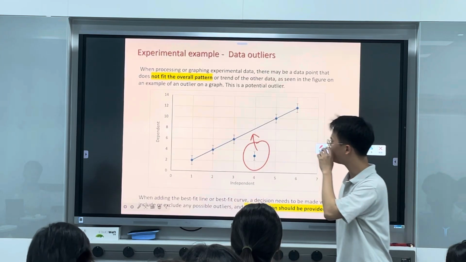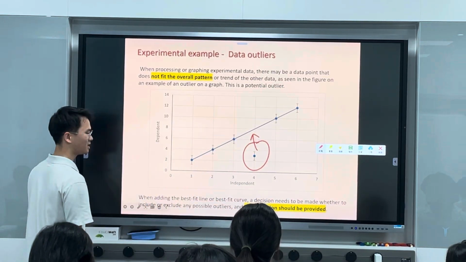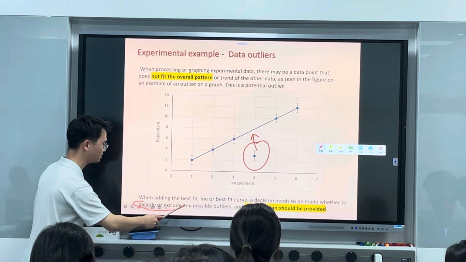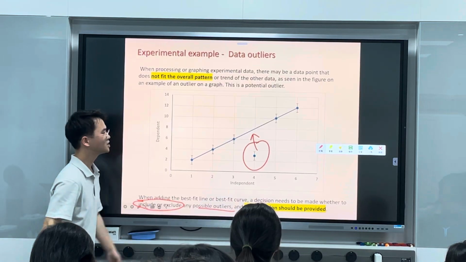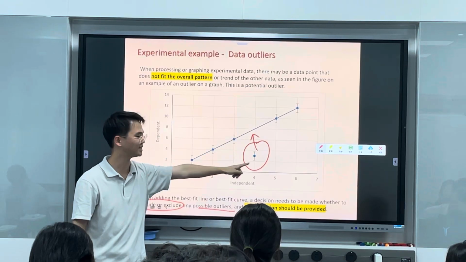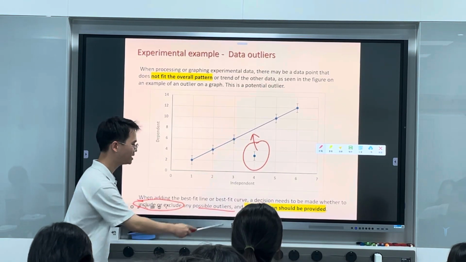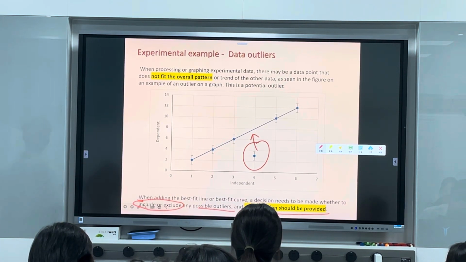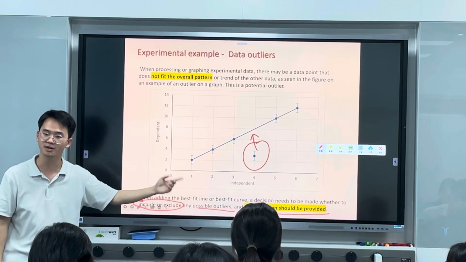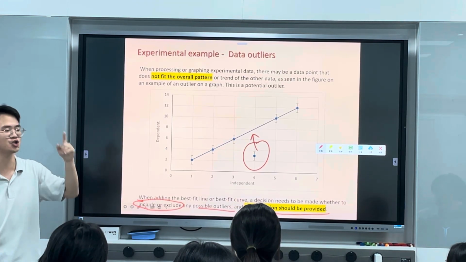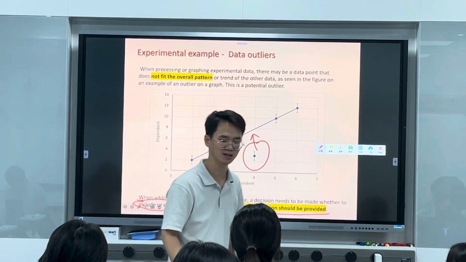All right? So when adding the best fit line or best fit curve, the decision needs to be made whether to include or exclude any possible outlier. So here, does it include the data outlier? No, it does not. The best fit line does not include the data outlier. Then you need to add a justification. You need to provide a justification for why you include the data outlier or why you do not include it. Okay? That's why you need to provide a justification of whether you should or should not include the data outlier. Okay?